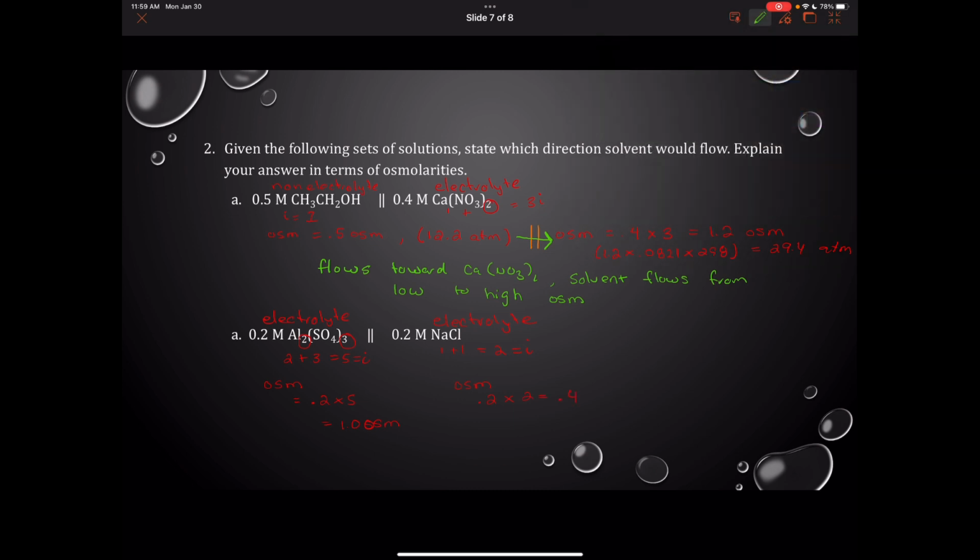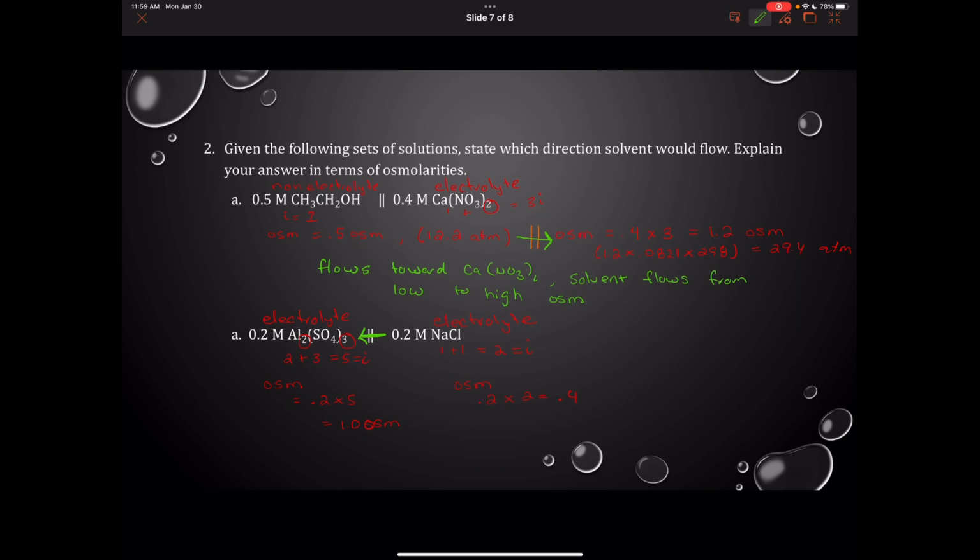So when I look at my direction of flow, again, we're going to flow from the side with the lower concentration towards the higher concentration. The sodium chloride has the lower particle concentration. So we're flowing from the sodium chloride towards the aluminum sulfate. And again, same reason as above, it flows from low to high.